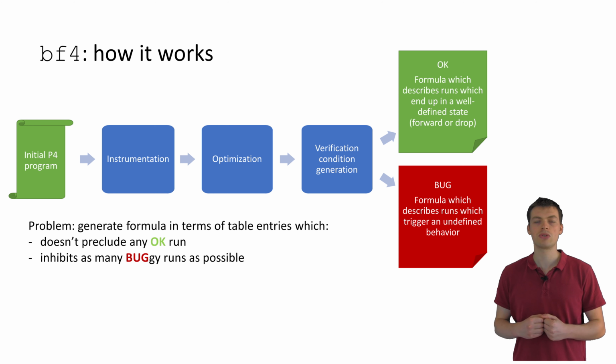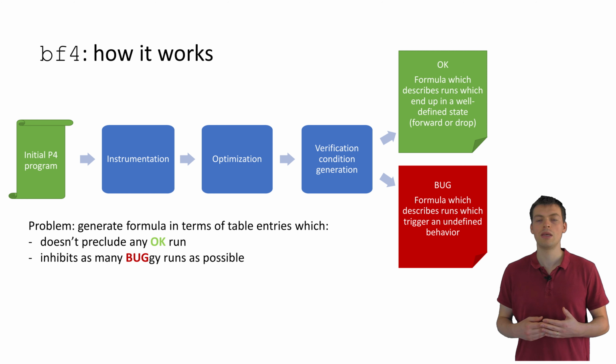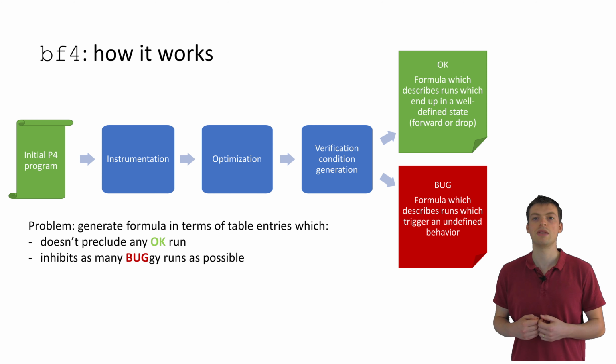Now, the problem we are trying to solve is find filters which preclude as many buggy runs as possible, but don't inhibit any good runs through the program. Why is this needed? Well, if the program with the filters attached has the same good runs as the previous one, it means that whatever the user was able to express in the previous program, he would also be able to express in the second program.